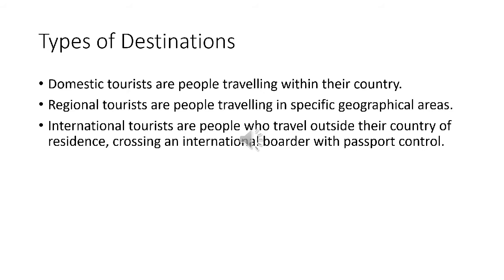Types of destinations. Domestic tourism is people traveling within their country. So, for example, in South Africa, if you're traveling from Gauteng to KwaZulu-Natal, that we call domestic tourism. And then we have regional tourism, which is people traveling in specific geographical areas. So those people are traveling in SADC countries such as Angola, DRC, Zimbabwe. And then we also have international tourism, which is people who travel outside their country of residence, crossing an international border with passport control. So that means you're traveling to the UK, you're traveling to China, and so forth.